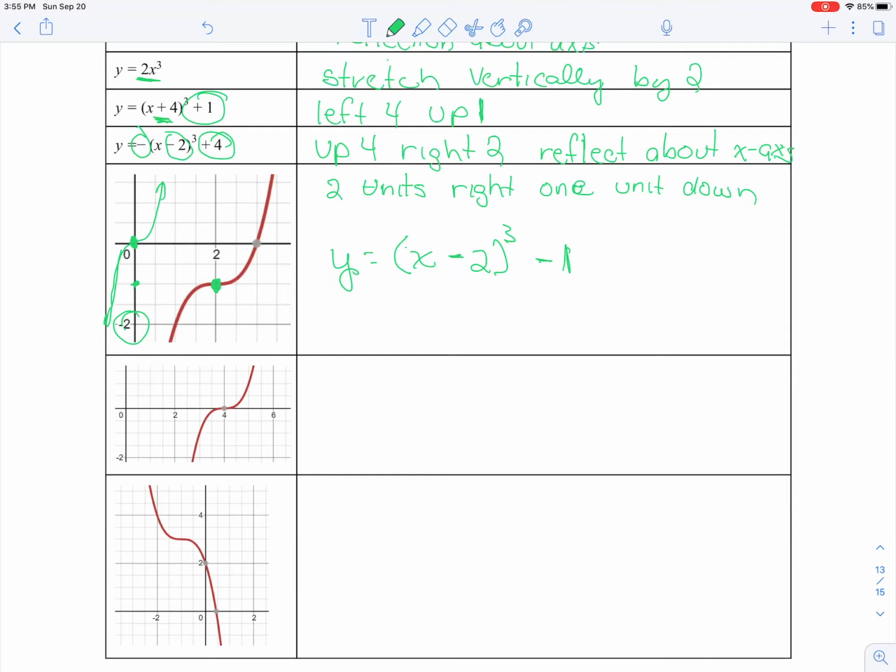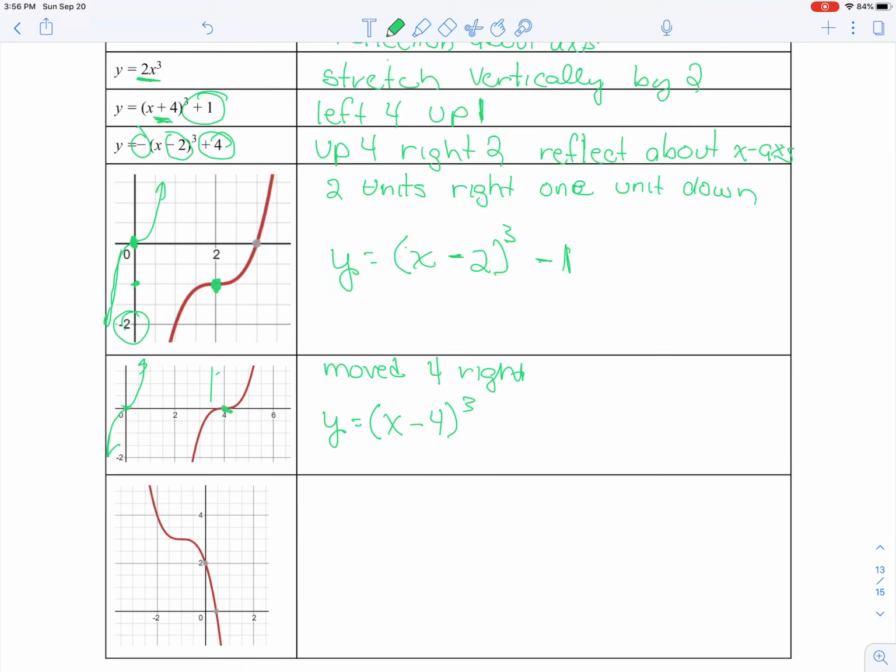All right, so remember our parent function has that little inflection point at 0, 0. So this inflection point is at 4. What did I do to get from here to here? I moved over to the right 4. I didn't move up or down. So that's going to be y is equal to (x minus 4) cubed. It didn't move up or down, so that's why I don't include anything after it.